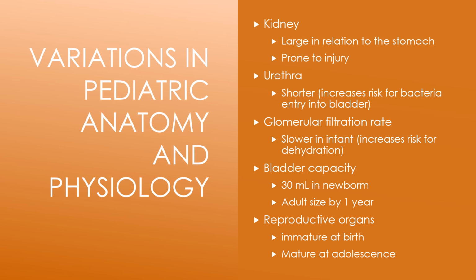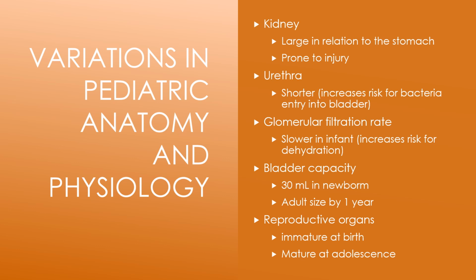So let's look a little bit at variations in pediatric anatomy and physiology. There are significant differences in anatomy between adults and children. The kidneys are very large compared to the size of their abdomen, which just puts them at more risk for exposure and prone to injury. Their urethra is shorter in all females compared to males, which places them at higher risk for bacteria growth that can lead to UTIs.